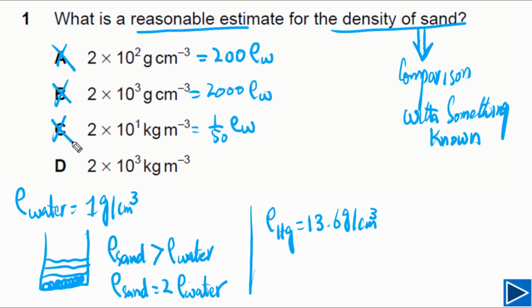So this is not a possible option. If we look at the last option, this is telling us the density of sand is about 2 times the density of water. So this is a reasonable estimate. So this is our answer.